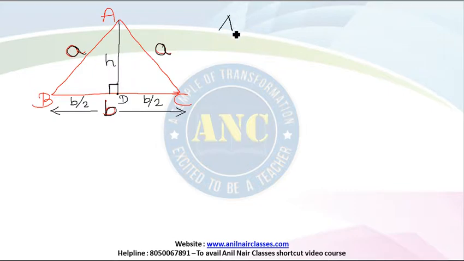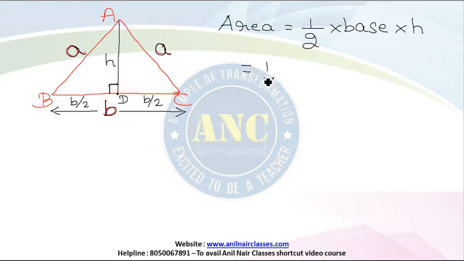Now in general, let it not be an equilateral triangle. In general, area of any triangle is half into base into height. So in this case, if I substitute and simplify, it is half into base is nothing but small letter b, height. What is the height of this triangle? Height of this triangle is h. How to find that h?